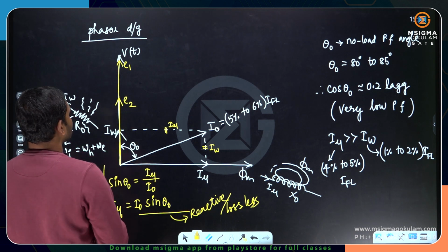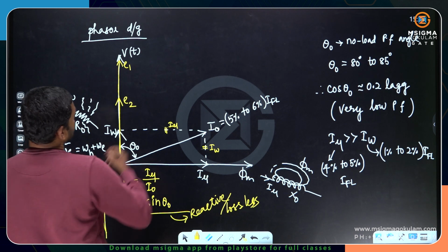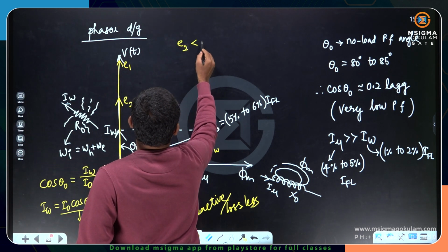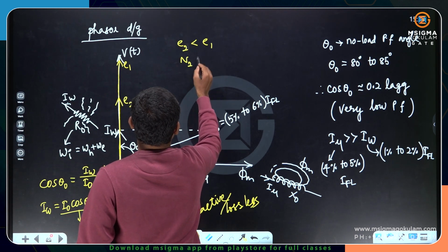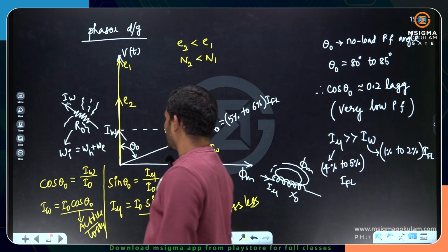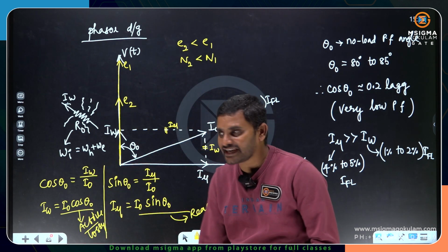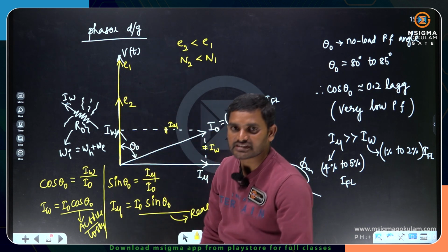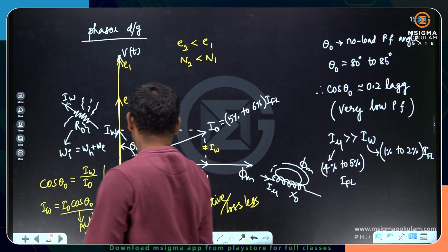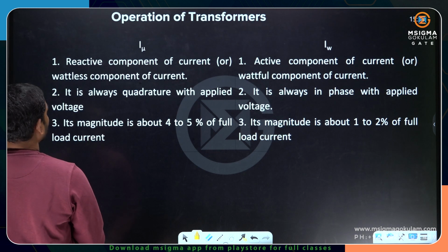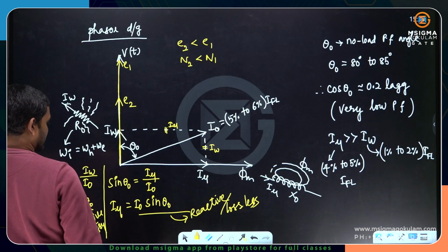E2 is less than E1 since N2 is less than N1. Now, if you want to project the induced EMFs in the opposite direction, you can still project. Let me show you that also.